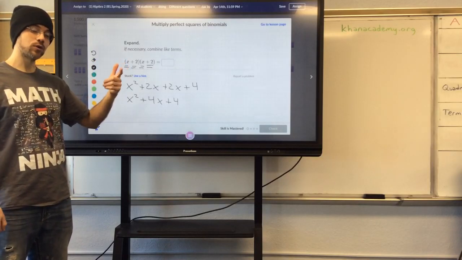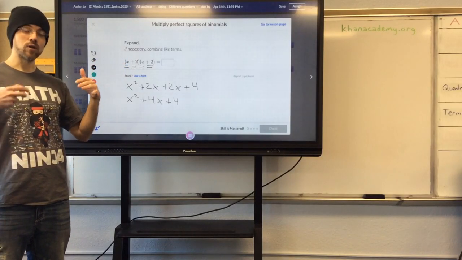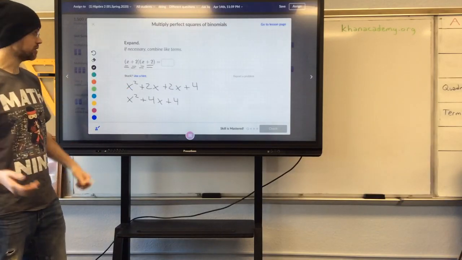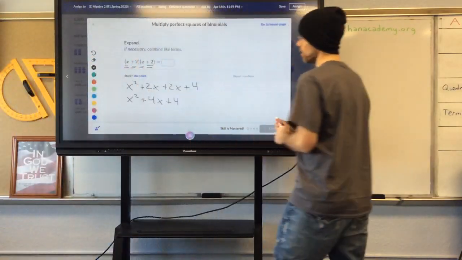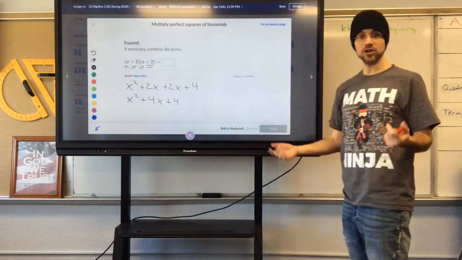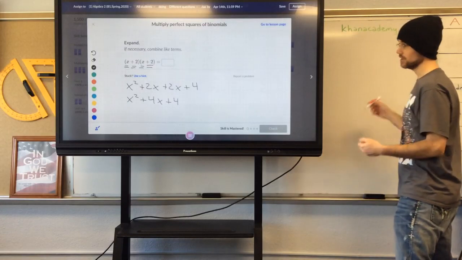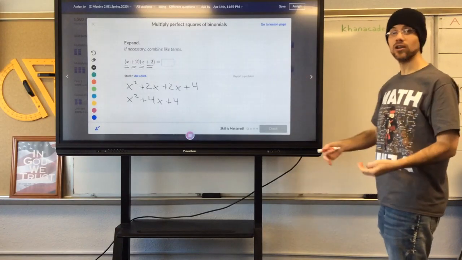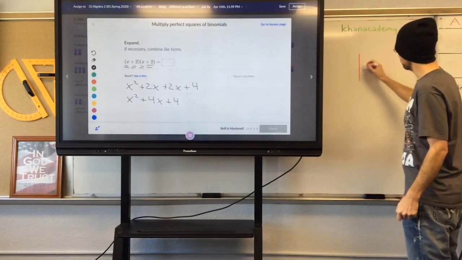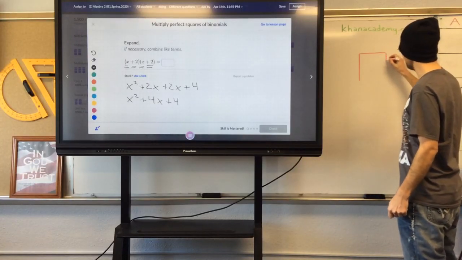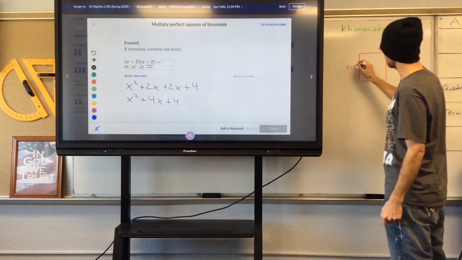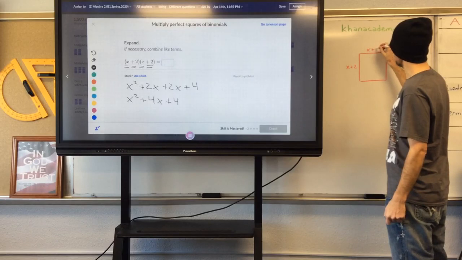If you think back to when we were doing rectangle areas, that will help us figure out how this is working. So let's say that each of these factors is the dimension of a rectangle. In that case, the dimensions are the same, and thus our rectangle is a square. So we could make a picture of it. It would look like this. x plus 2 and x plus 2.